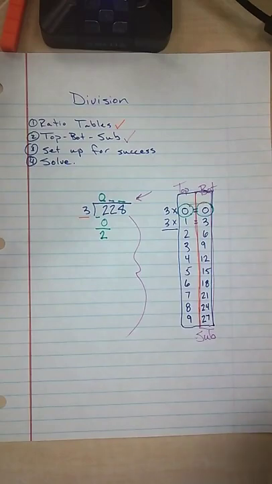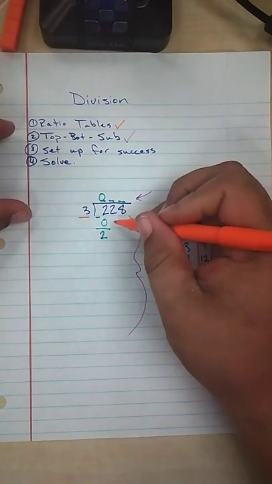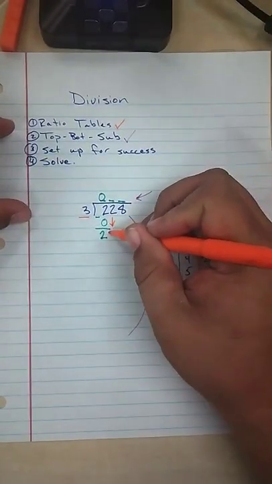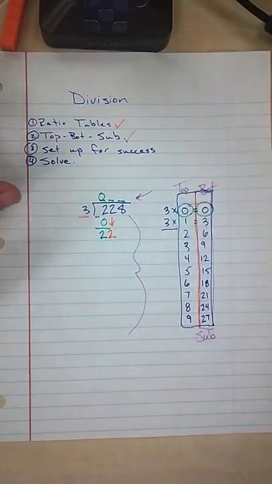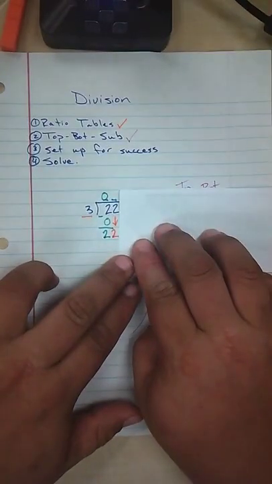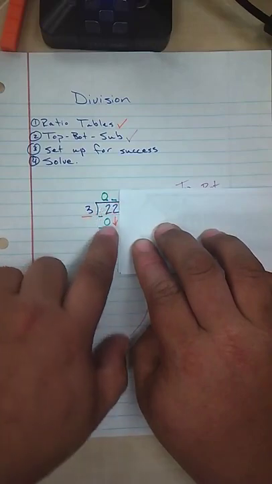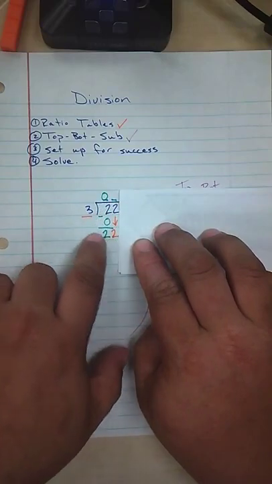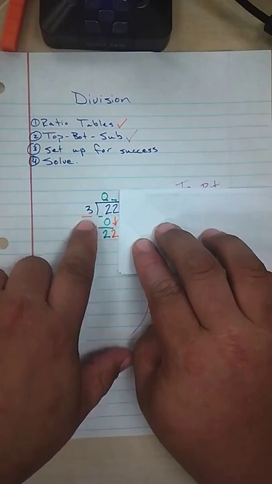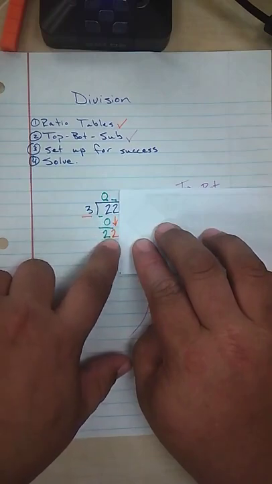Most students know that after this point they need to go ahead and bring down the next number, in which case it would be 2, which now, if we were using hide and slide, we now know that we are working with the number 22 instead of just 2. And as you can see, there's a blank space up there that we need to fill. So this time we need to figure out how many groups of 3 can we make out of 22.